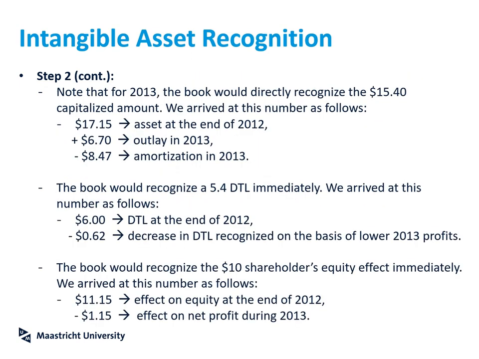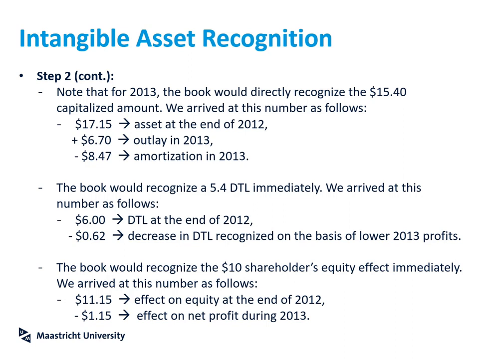Which we can compare to what the book would do, where you can see that you can go from 2012 to 2013 by following these steps. So what they've done in the book is they directly recognized an R&D asset of 15.4 billion. But you can also arrive at this number by going through the steps from the end of 2012 to the end of 2013. So to arrive at the 15.4 billion, you can actually start with the asset at the end of 2012. And at the end of 2012, we had 17.15 billion in the R&D asset. You would need to add to that the outlay in the year itself, so the outlay in 2013, and subtract from that the amortization in 2013. And you will see that you end up with this 15.4 billion R&D asset.